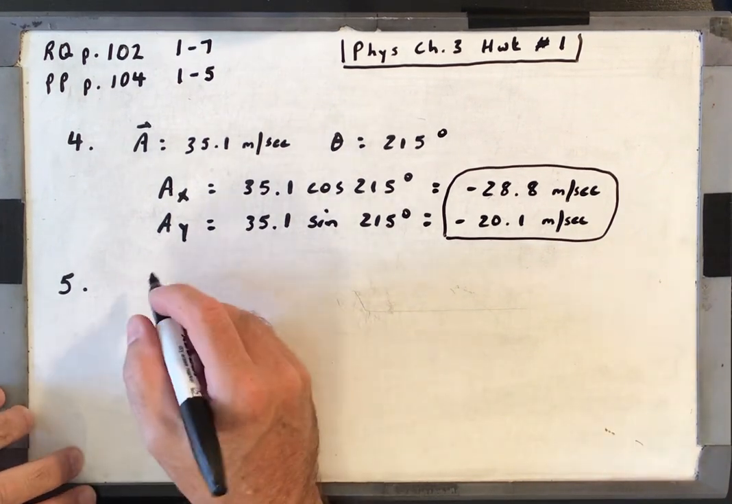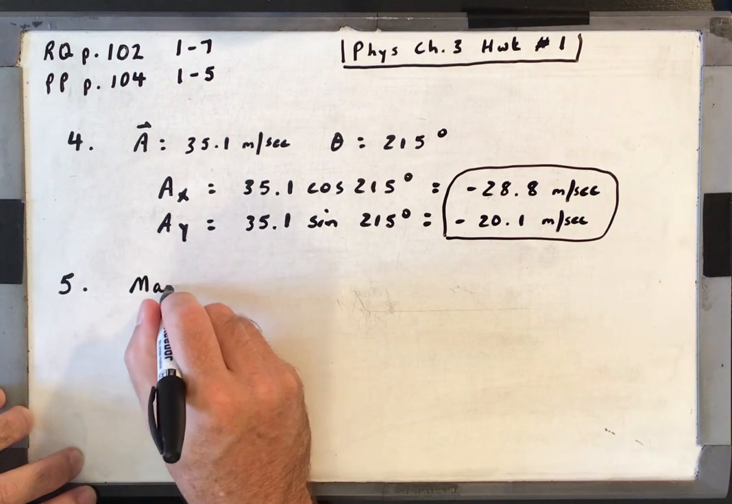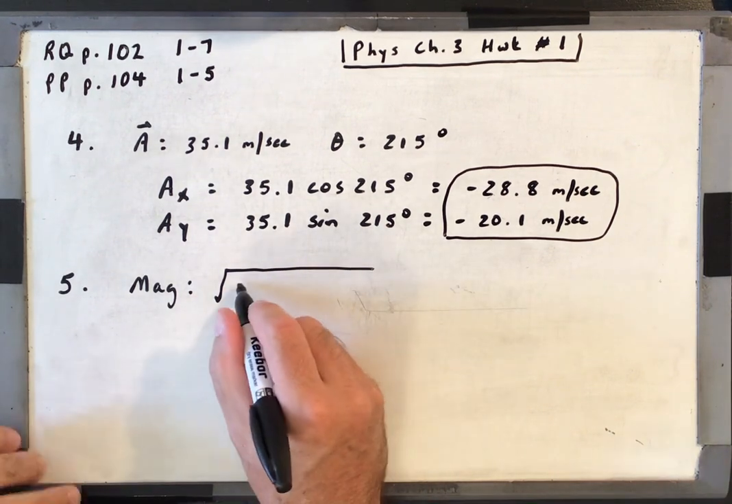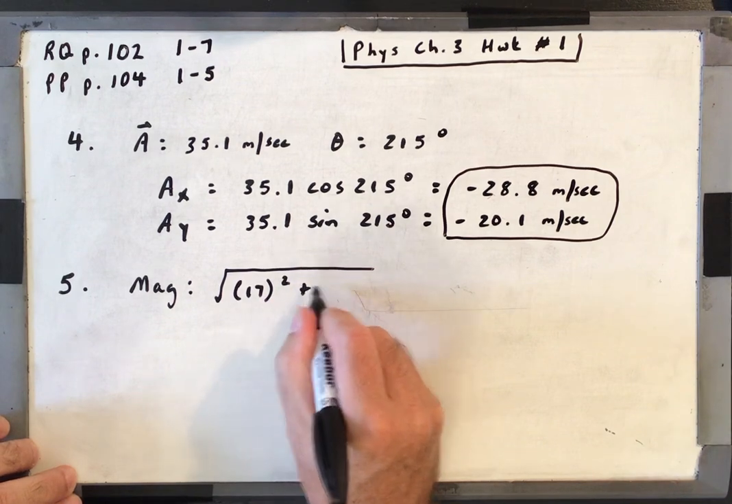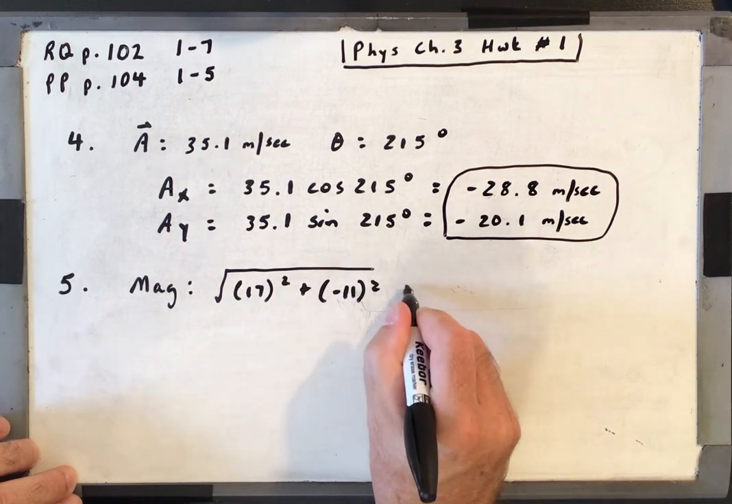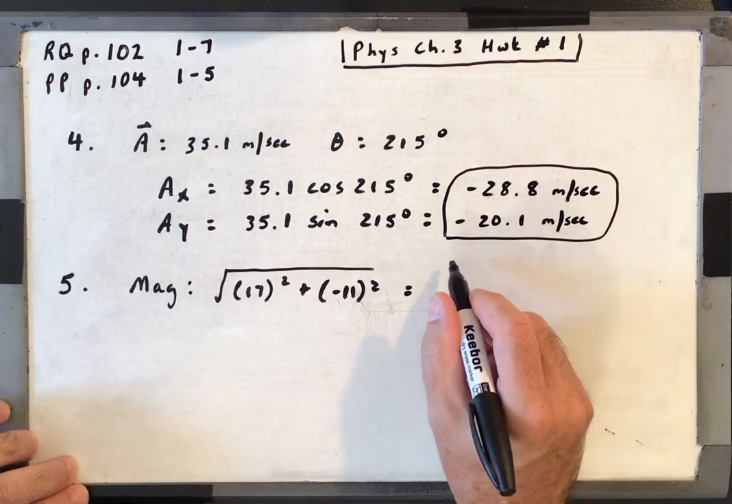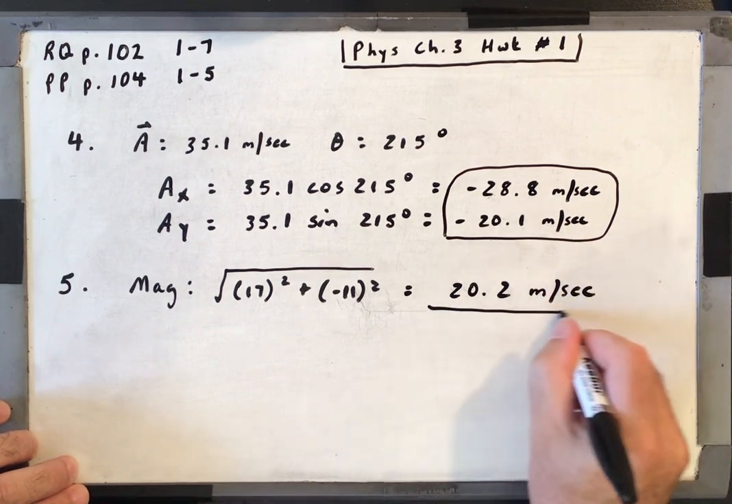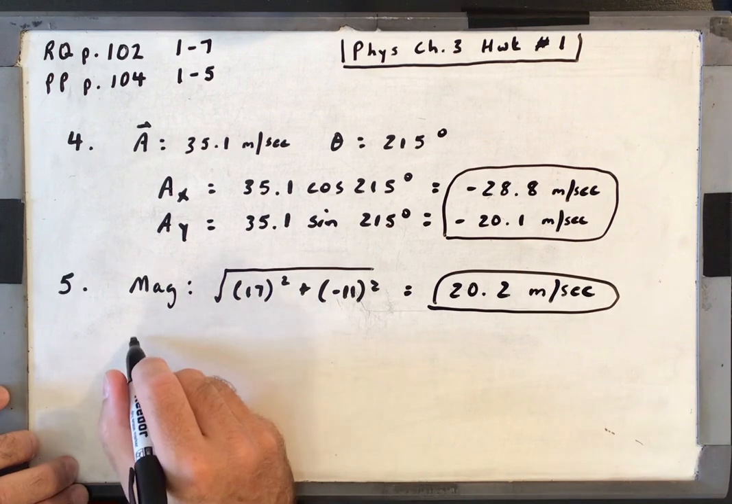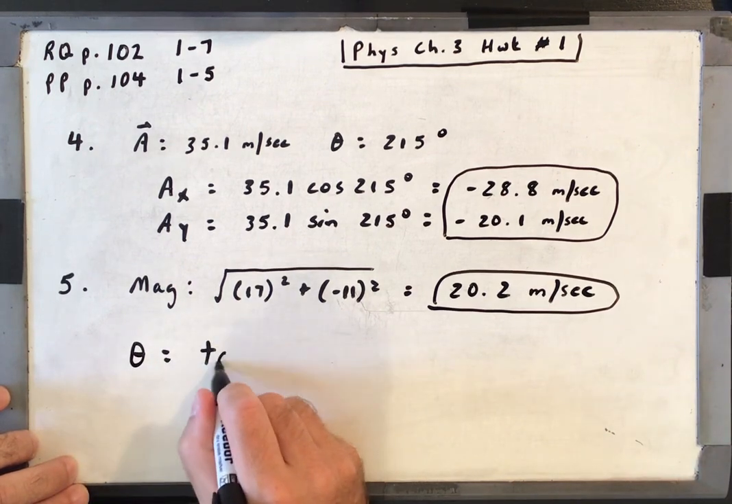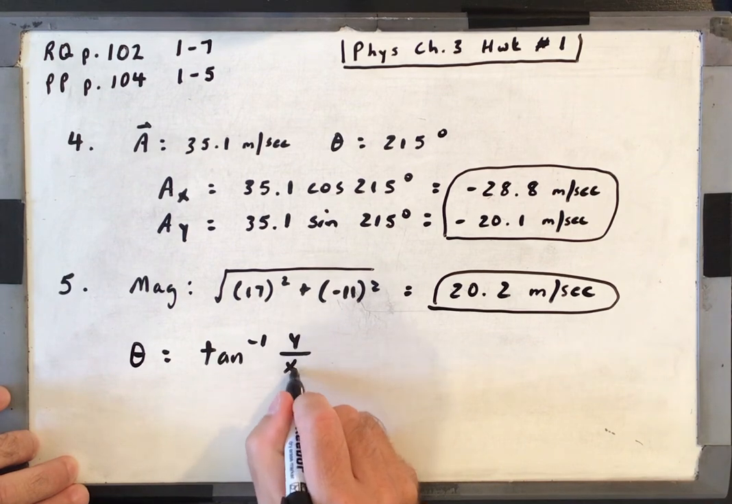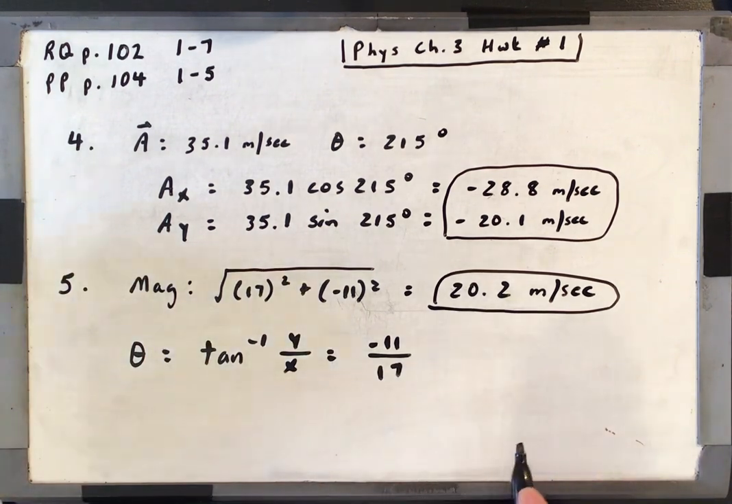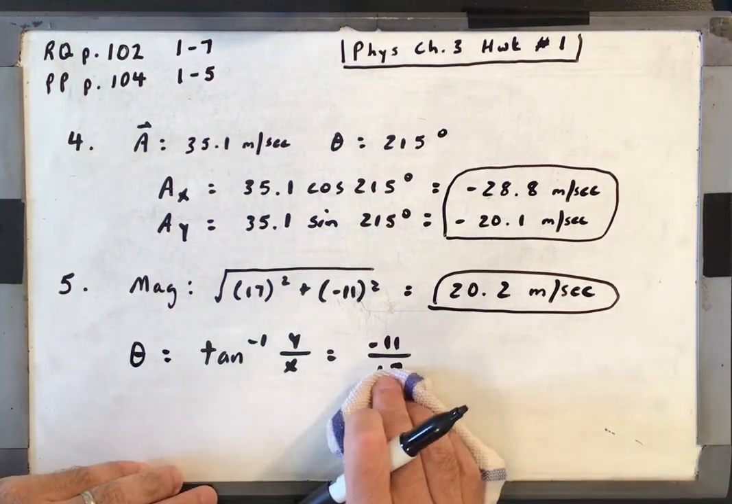All right, well, we're going to use Pythagorean theorem, so our magnitude is going to be the square root of the square of the two components. So square root of 17 squared plus negative 11 squared. All right, so that's 20.2 meters per second. That's our magnitude. And then theta, direction angle, is the inverse tangent of y over x. So that's going to be negative 11 over 17. Oh, forgot the inverse tangent part. Pretty important.